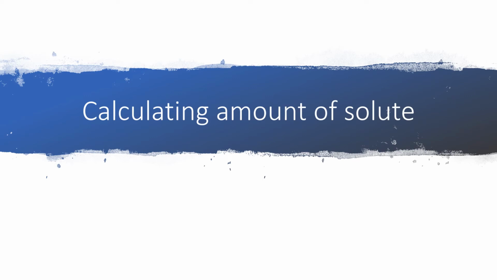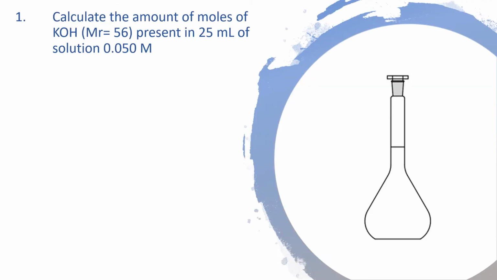In the examples that we did before, we calculated molarity. Now we are going to calculate the amount of solute. Sometimes they ask you the number of moles. Sometimes they ask you the mass of the solute that is present. So we are going to see which are the examples. In this first example, we need to calculate the number of moles of potassium hydroxide that are present in 25 milliliters of a solution.